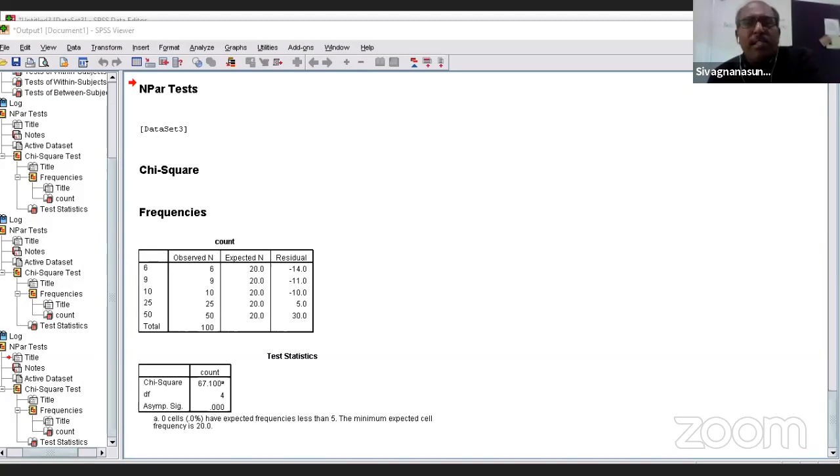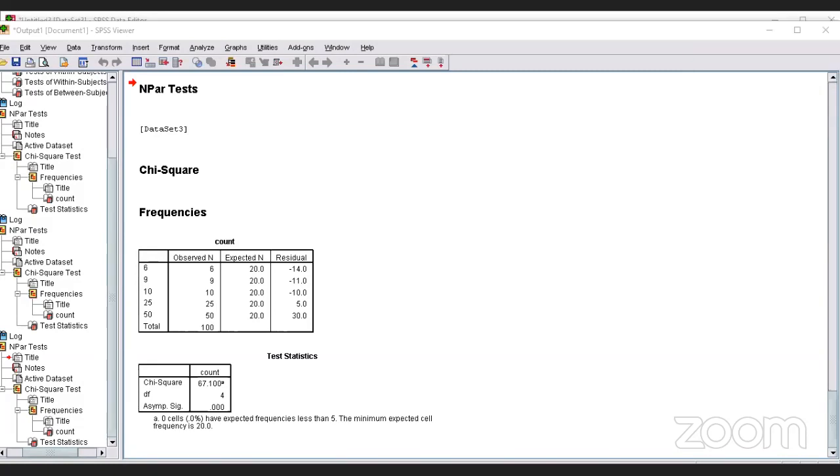Look at this problem. Am I sharing the Word file right now? No, sir. SPSS only is visible. Yeah, I'll show the Word file.